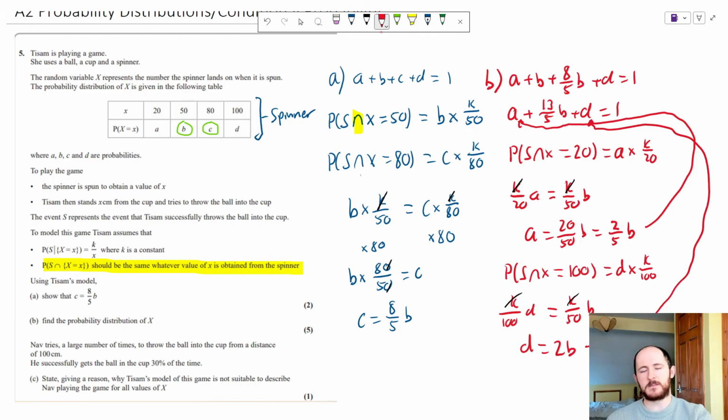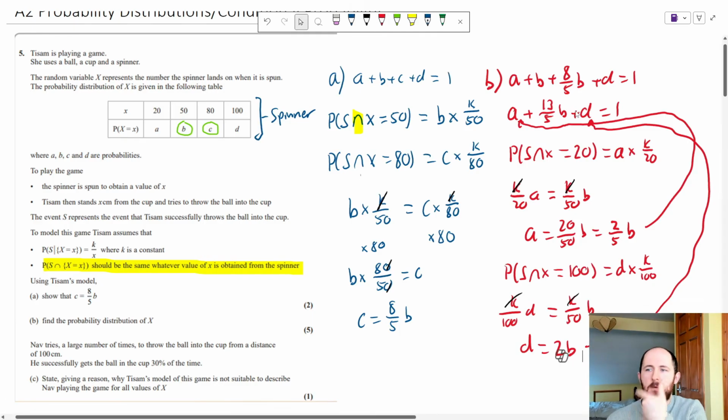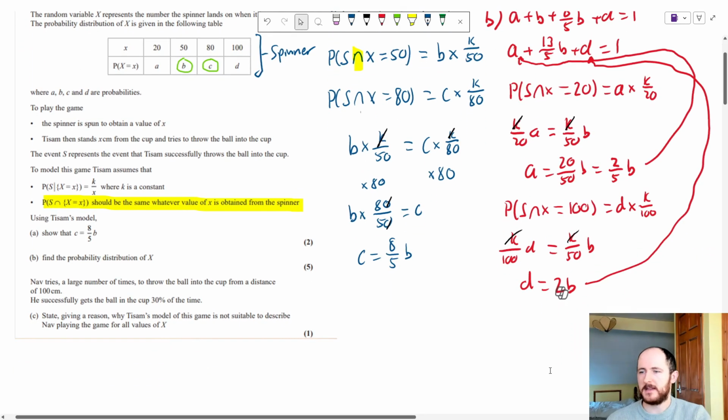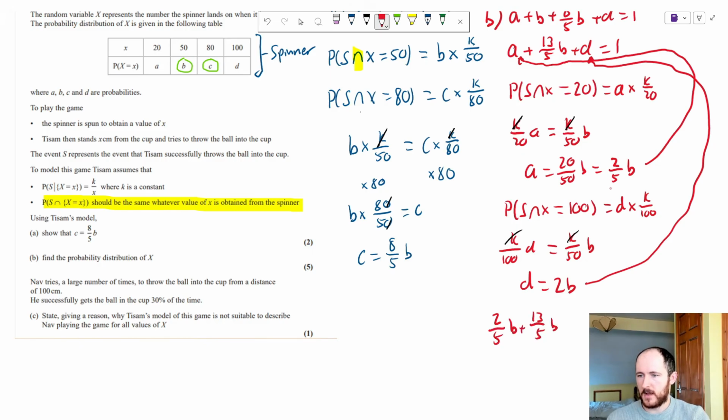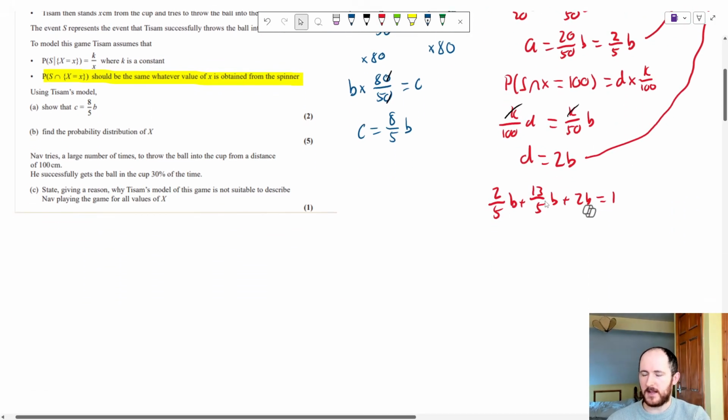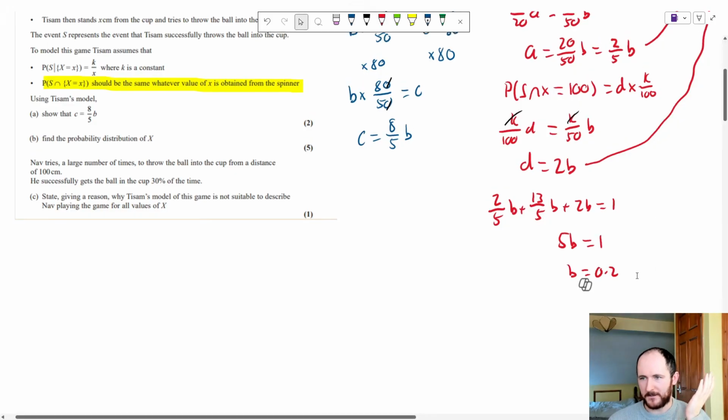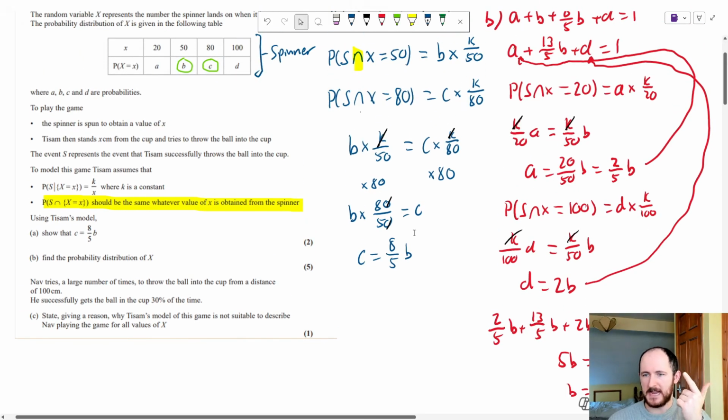So honestly, spotting to do that is the hard bit, but now it's just linear algebra. This is an equation that year 7s and 8s can solve. It's not too bad. But anyways, after we've subbed that in, we have A is equal to 2/5 of B. So we're going to have 2/5 of B plus 13/5 of B plus 2B equals 1. So 2/5 plus 13 over 5, that's 15 over 5, so that's 3B. Plus 2B is 5B equals 1. And all of that to get B is equal to 0.2. Now we know that, we can work out D, we can work out A, and we can work out C.